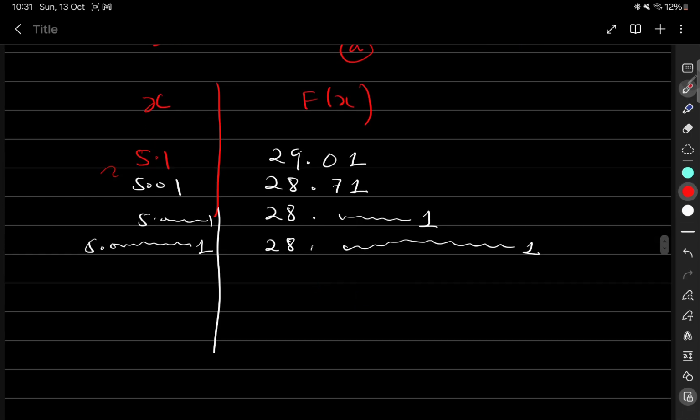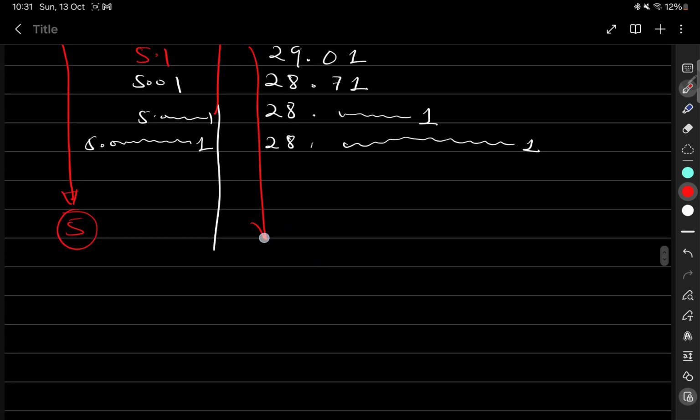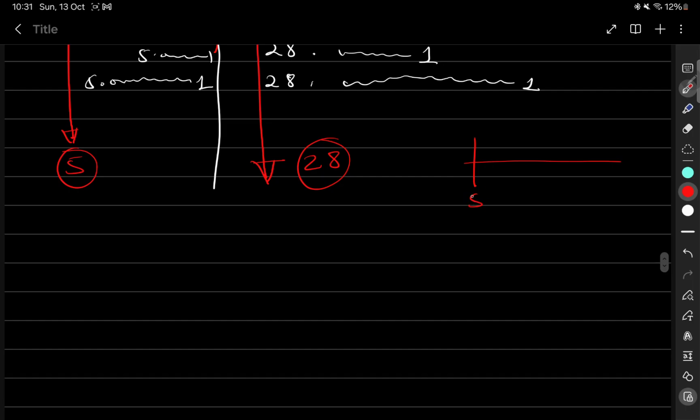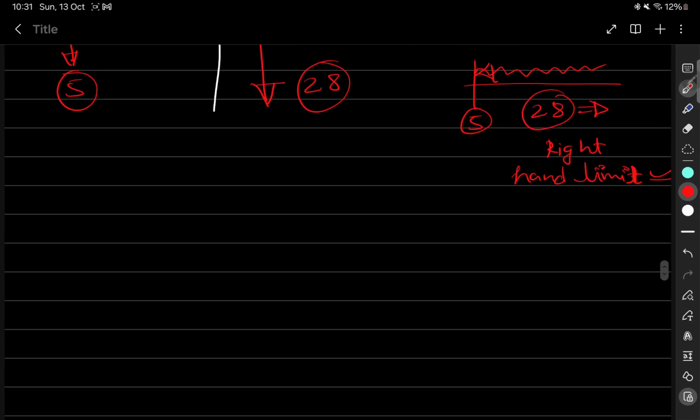Now what is happening here: this value is tending towards 5. Now what about this one, what is it trying to become? This value is tending towards 28. So it is making a pattern towards 28. When we are approaching 5 from the right hand side, we are getting 28, and this 28 is the right hand limit. Got it or not, understood, right?